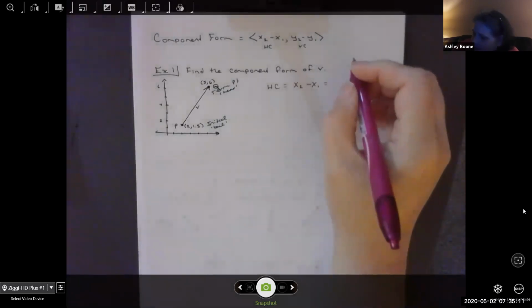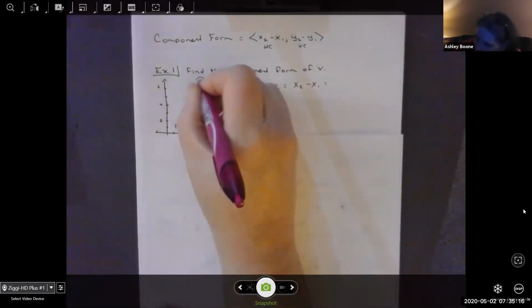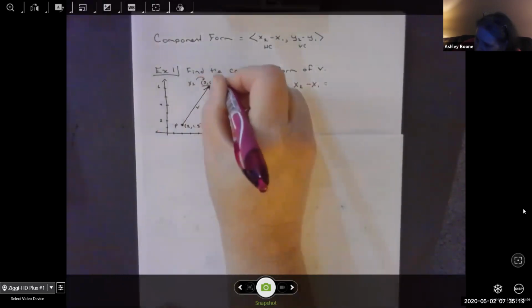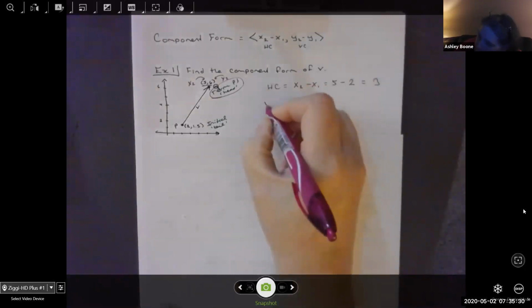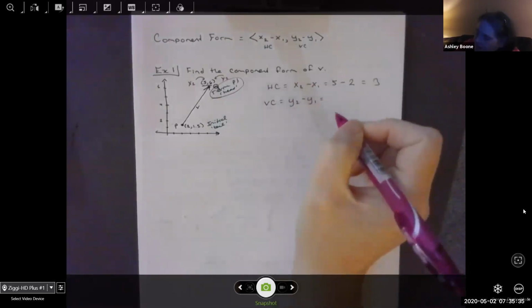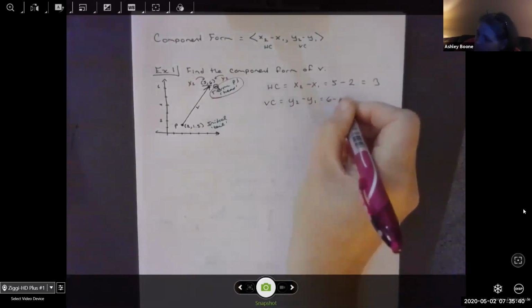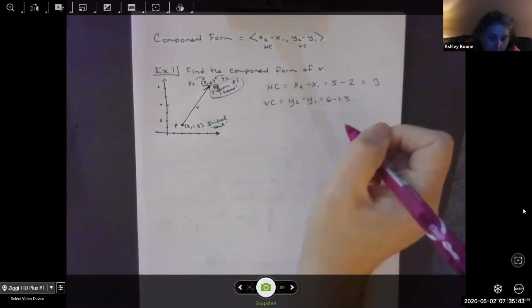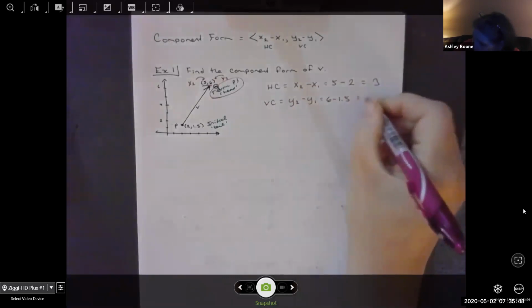So the head or the terminating point is 5, 6. The x value, so that's my x2 and y2. So my terminating x is 5. My initial x is 2, and 5 minus 2 is 3. I do my vertical component. That's the difference in my y values, the vertical distance, the rise. My terminating y value is 6. My initial y value is 1.5. So I have 6 minus 1.5. That's a 4.5.